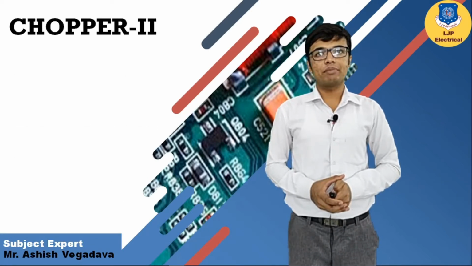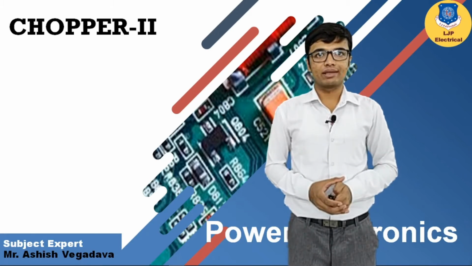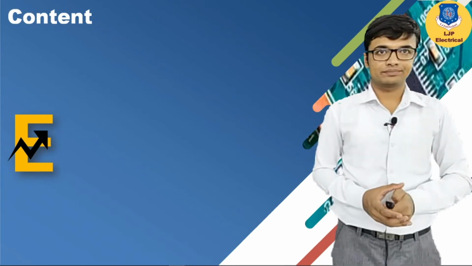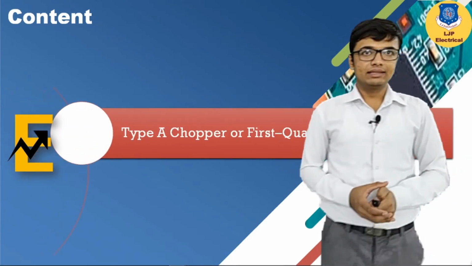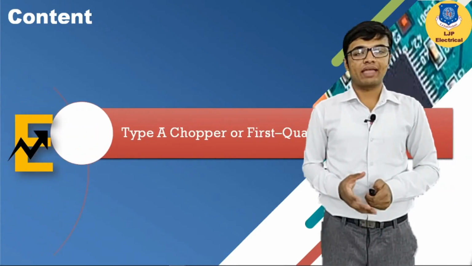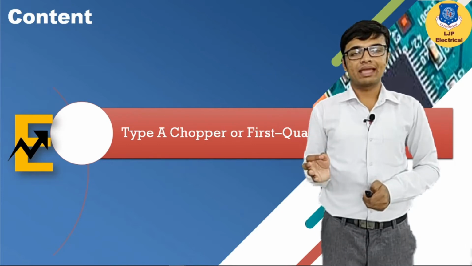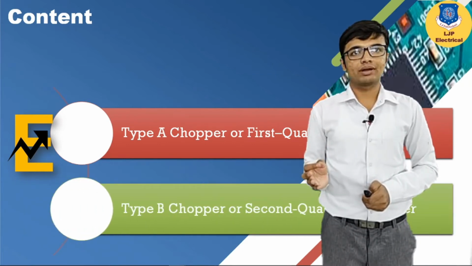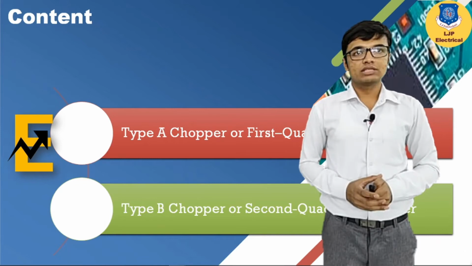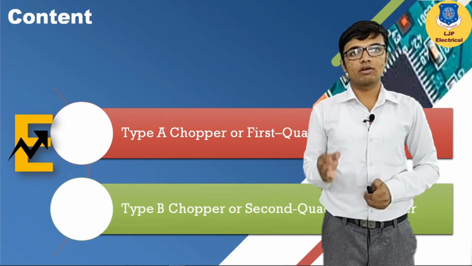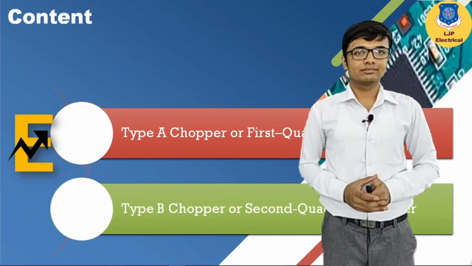Today we will learn Chopper Part 2 in the subject Power Electronics. Let's move to the content of this topic. In this topic we will learn Type A chopper, which is a first quadrant chopper, and next we will learn Class B chopper, which is a second quadrant chopper. So let's start with the Type A chopper or first quadrant chopper.